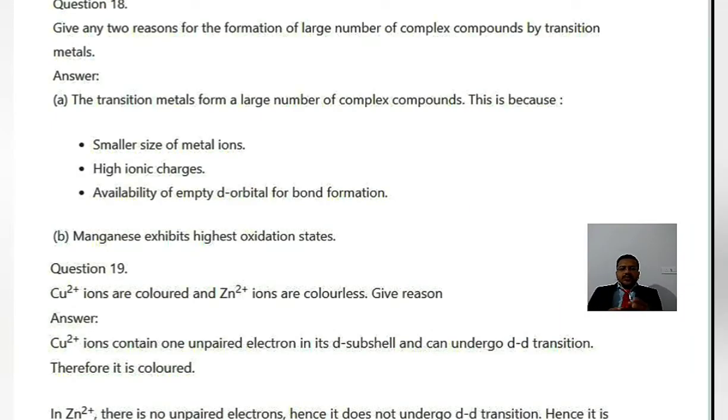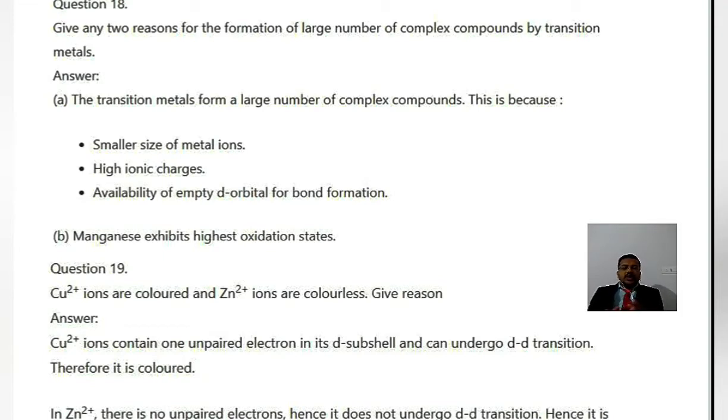Give any two reasons for the formation of a large number of complex compounds by transition metals. Complex compounds means the same as coordination compounds. We already discussed the coordination compounds in the 9th chapter. The reasons for transition metals to be part of coordination compounds are 3. First one is small size of the metal ions. Second one is high ionic charges. And third one is availability of empty d orbitals.